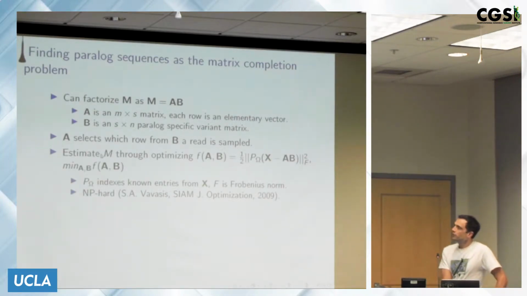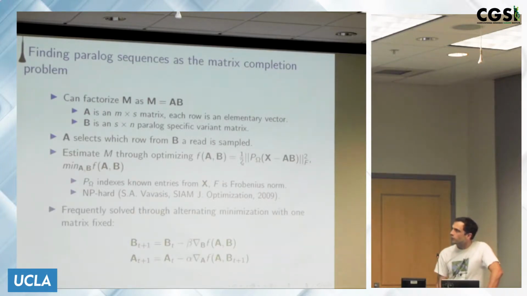Okay, so in order to estimate our true read matrix M, we'd like to optimize this function where we'd like to minimize the difference between the known and the estimated paralog-specific variants, and these indexes select which paralog any given read is coming from. And this P omega is a function that masks off all of the unknown values in the read matrix.